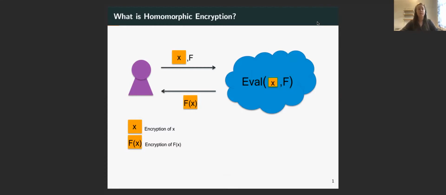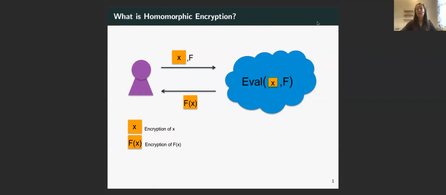So say you are the purple person on the left and you have some data X and you want to evaluate this function F on your data X. But you don't want to send your data out in the clear because it might be sensitive data. Now, what you can do with homomorphic encryption is that you can encrypt your data X and then send that along to the cloud with the function that you wish to be computed on, F. So what you send is your encrypted data and a request for computing a function F on your encrypted data.